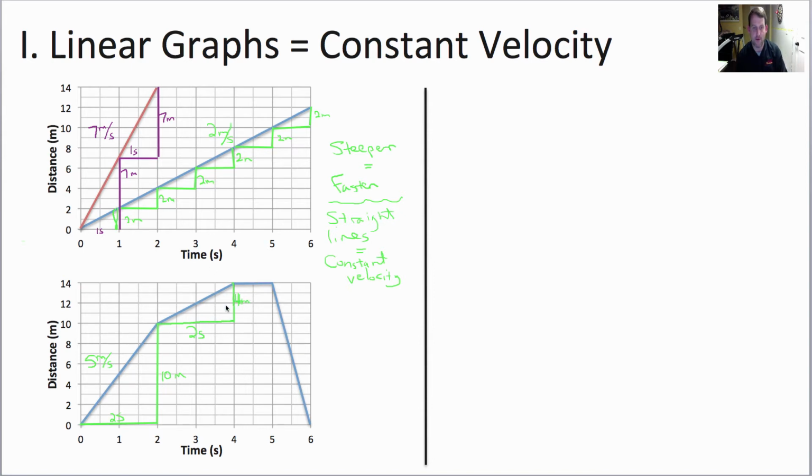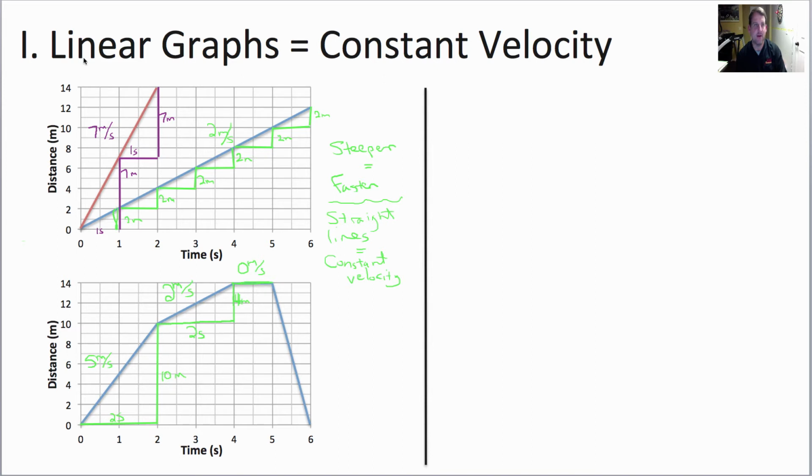And if we do 4 meters in 2 seconds, that means we must be going 2 meters per second. So 4 meters divided by 2, just like 10 meters divided by 2 seconds here. Now on this one, you'll notice that we aren't going anywhere. We're staying at the 14 meter mark. We're not getting farther away or closer to, so that's 0 meters per second because we're not moving.